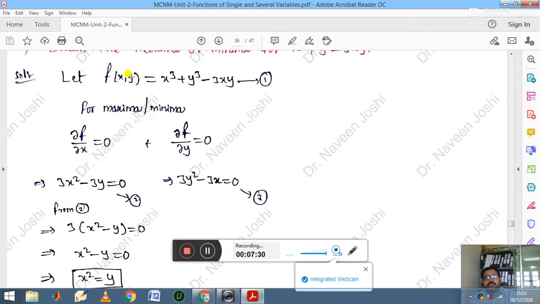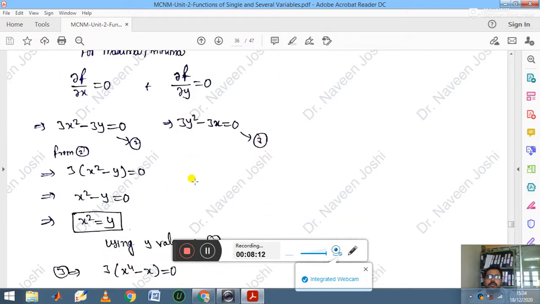So our first step is to differentiate the given function with respect to x and y. Therefore ∂f/∂x is 0 and ∂f/∂y is 0, means you are equating the derivatives to 0, right? Differentiation of x³ gives 3x², y³ gives 0, and −3xy gives −3y. So 3x² − 3y equals 0, equation 2. Similarly, ∂f/∂y gives 3y² − 3x = 0, equation 3.